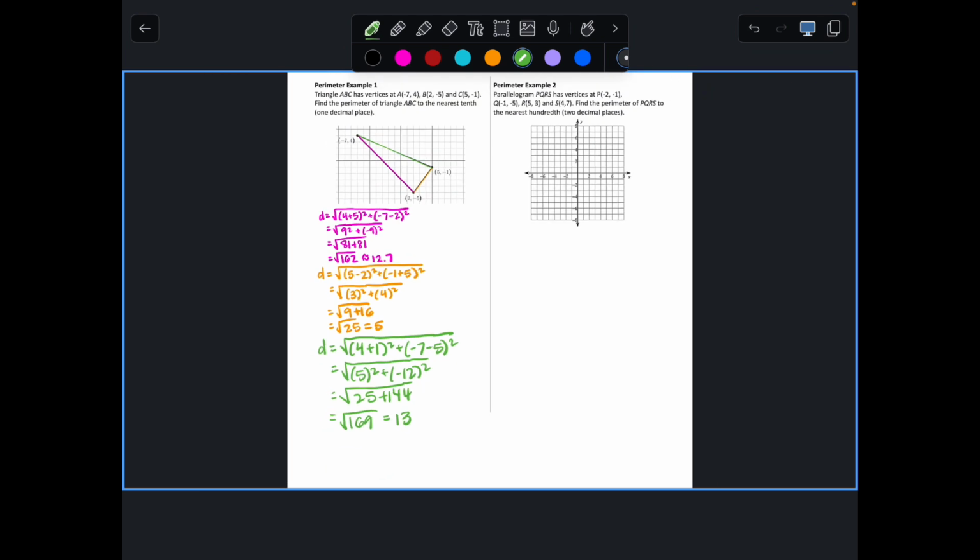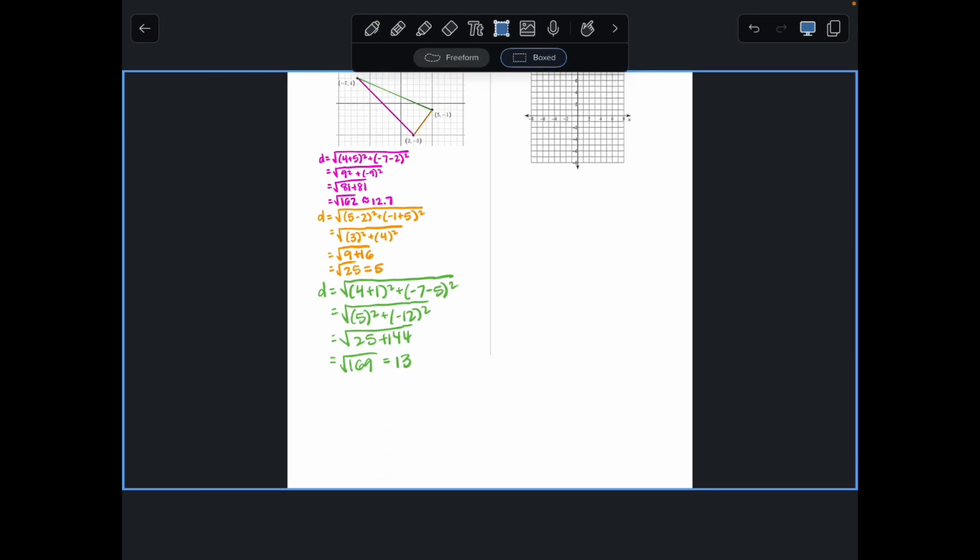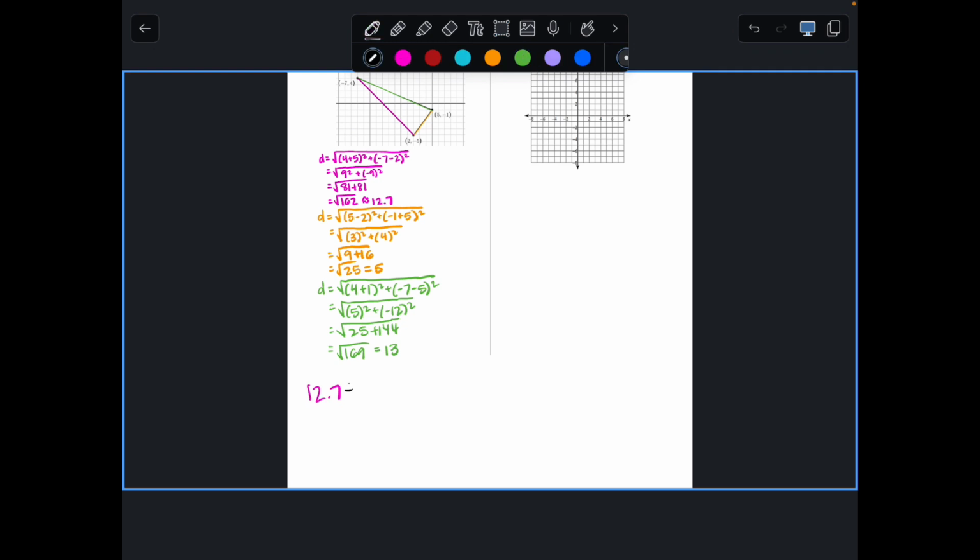All right, so now how do we find the perimeter now that we know the length of all the sides? Add them all together. No, it's not 30.7, isn't it? Actually, I don't know which one it is.